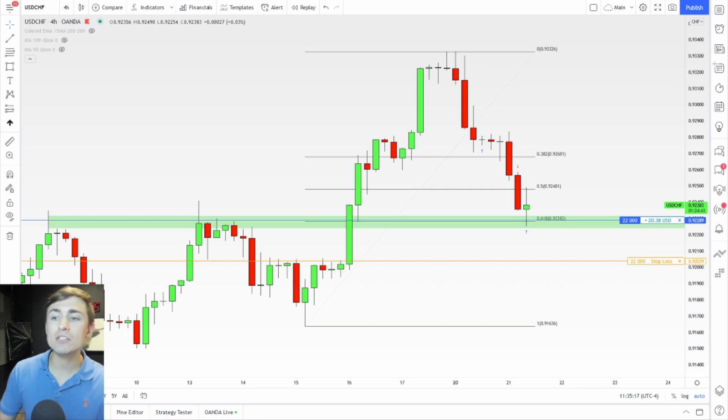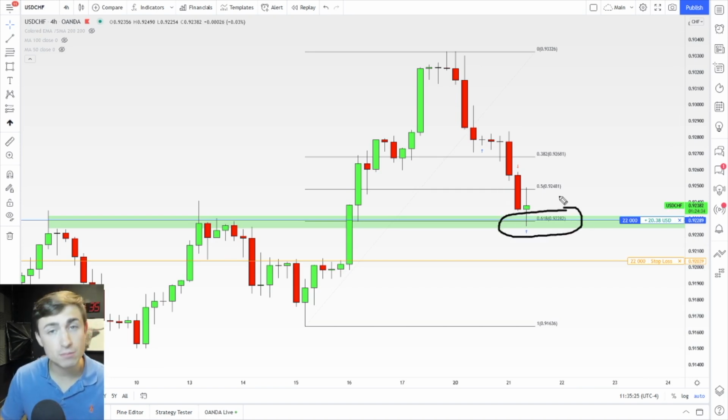So I just entered into a position here on the dollar against the Swiss franc. I just picked up a long position as price came down to the 61.8. And before I could really even get started filming, there has been a reaction to this level. So I'm feeling really good about my entry so far.